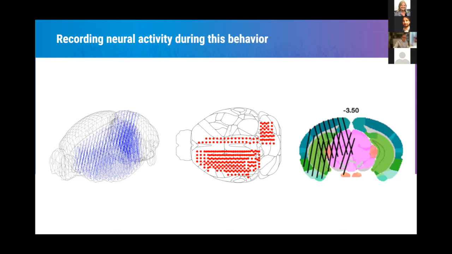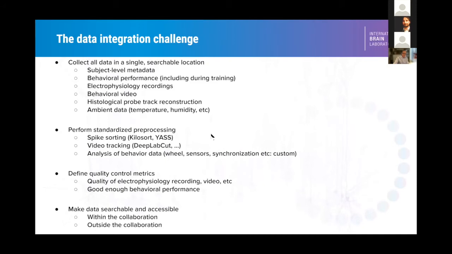We're going to record activity from all over the brain while mice are doing that in lots of different labs around the world. So this is a big challenge for data integration. And I think those FAIR principles that Kenji mentioned are very appropriate here.